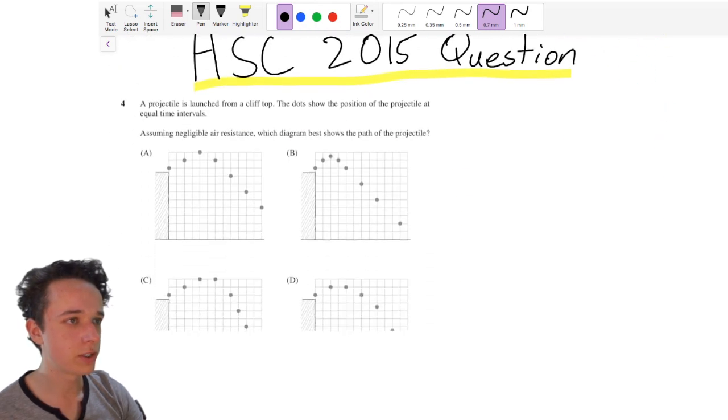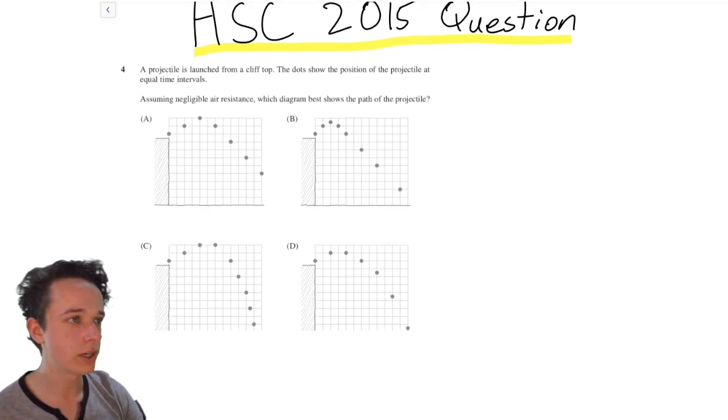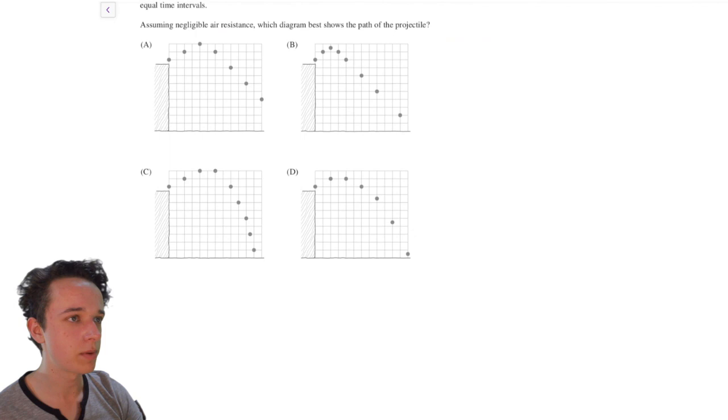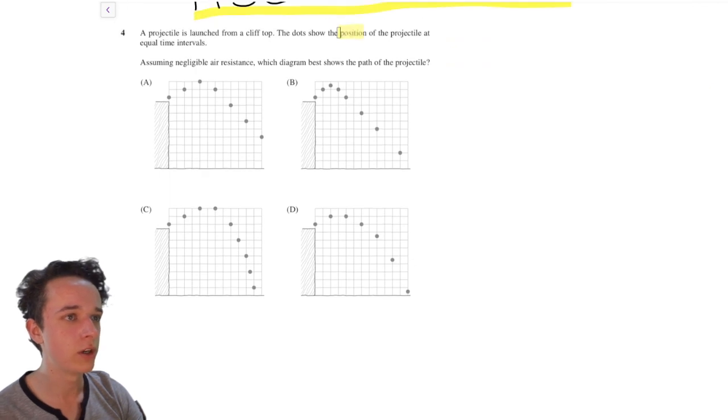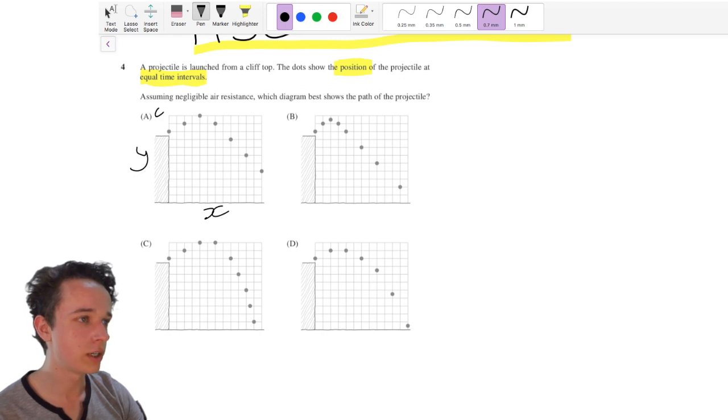So this next question is from the 2015 HSC paper. A projectile is launched from a cliff top. The dots show the position of the projectile at equal time intervals. All right, so this is like the XY graph here, and each of these dots represents the projectile at T0, T1, T2, T3, etc. That's what these graphs represent.